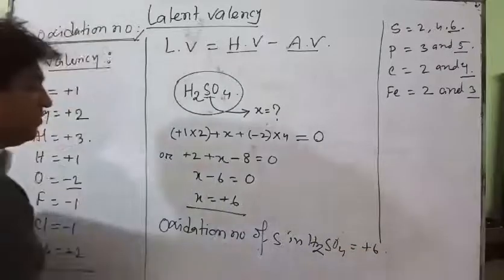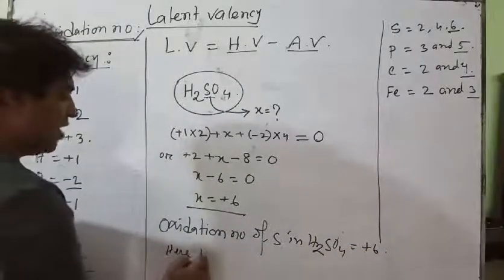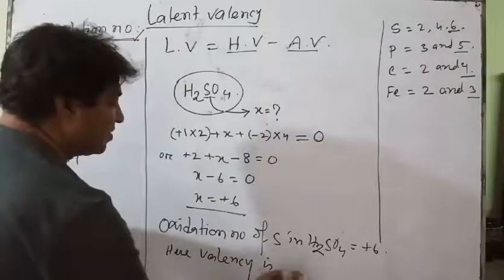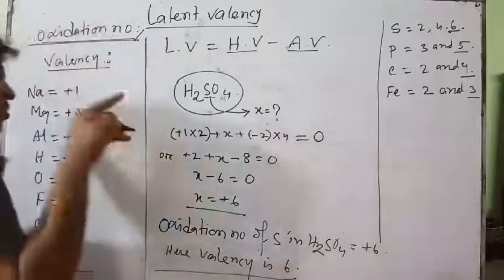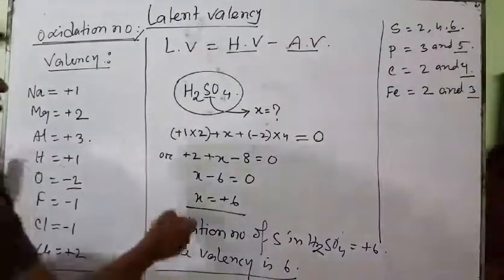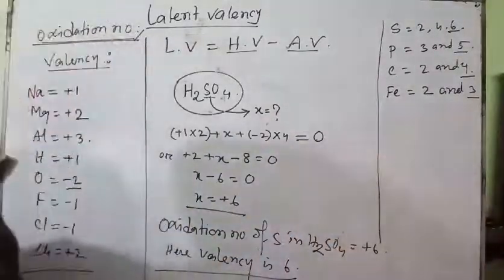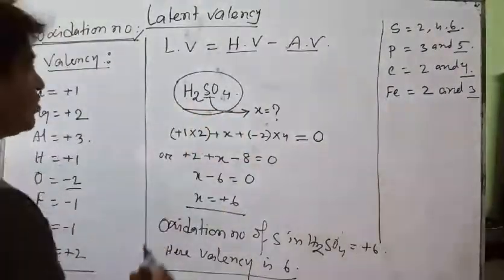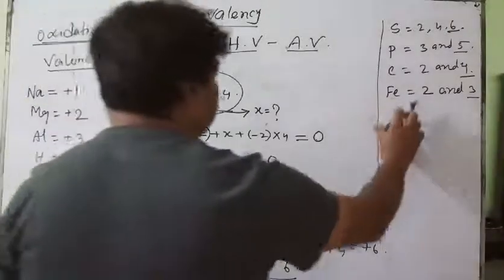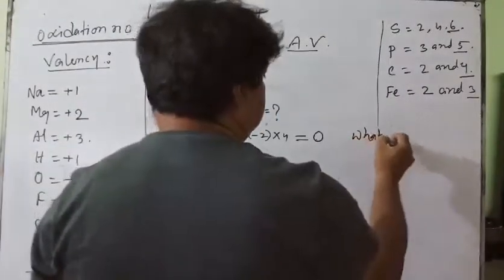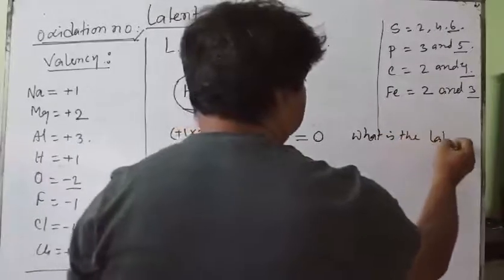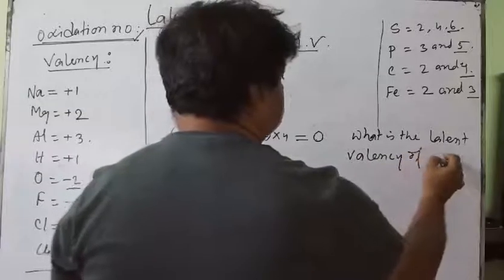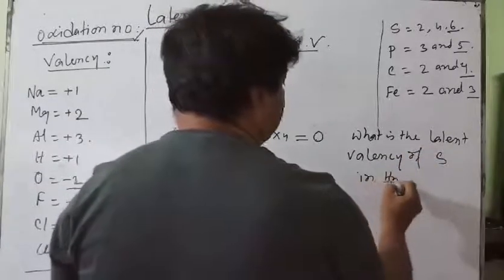But what is the valency? Here the valency is 6. Valency is only a number, but oxidation number is the charge number of an atom present in a compound. So in sulfuric acid, if there is a question, what is the latent valency of sulfur in sulfuric acid?